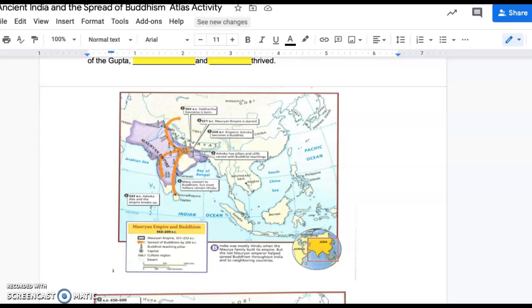Number 5. Many convert to Buddhism, but most Indians remain Hindu. And number 6. 232 BC, Ashoka dies and the empire breaks up.